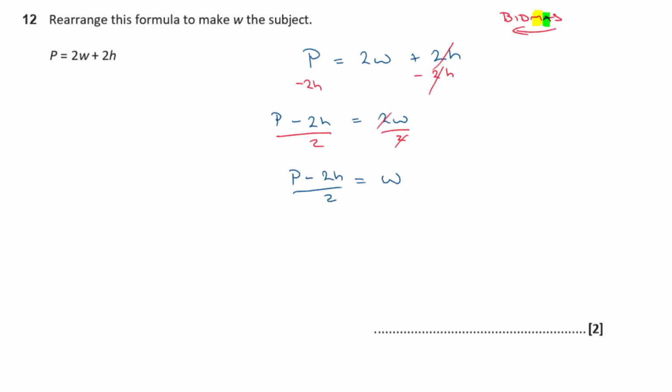Okay, that's all I'm going to do. Well, that's the answer. I'm just going to spin it around and write w at the front. So w is equal to p minus 2h over 2. That's my final rearranged answer.